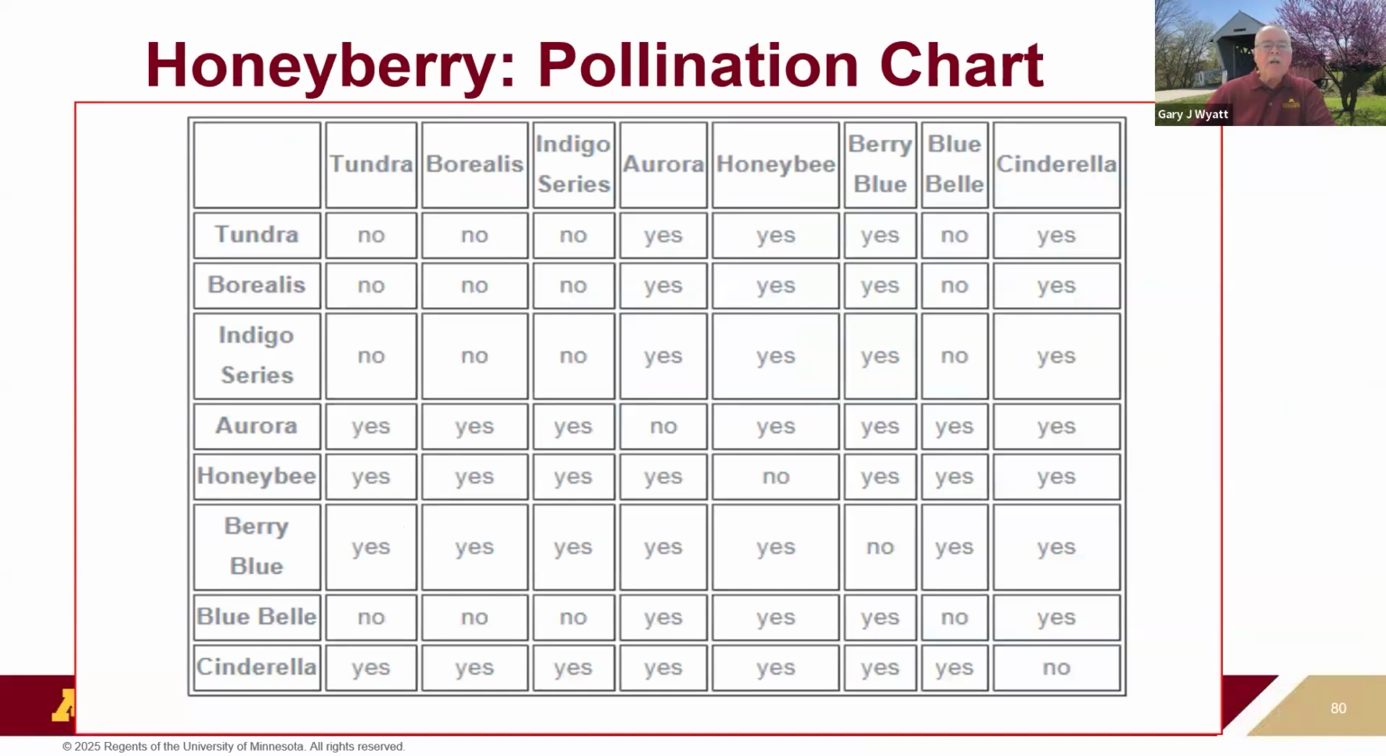The big thing about honeyberry, this pollination chart, there's a bunch of different varieties, and you really have to sync your varieties with a pollinator variety. So if you have two of the same plant, two Tundras will not pollinate each other. So you need a Cinderella, let's say, for the far right, with a Tundra, or Borealis with a Cinderella and so forth. You need to match up your different pollinator plants.